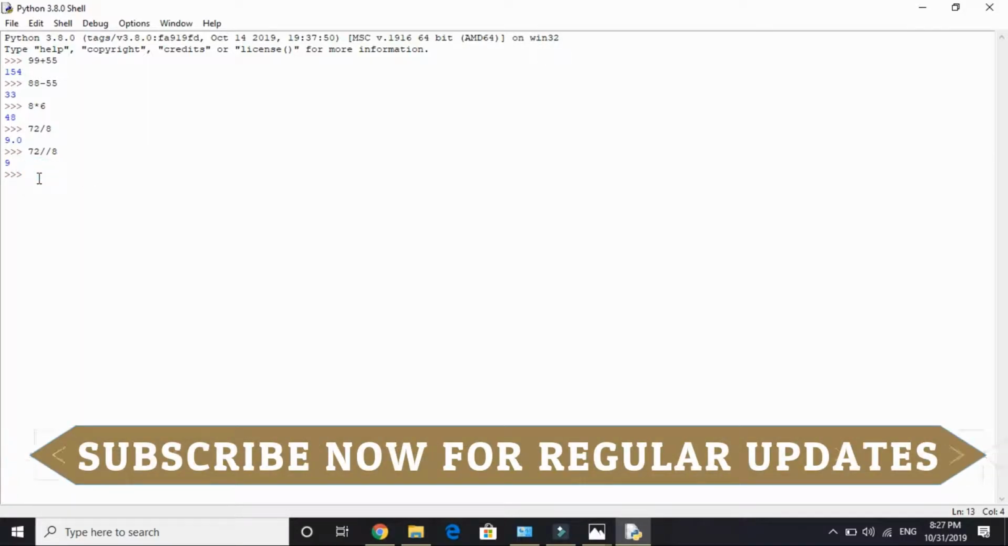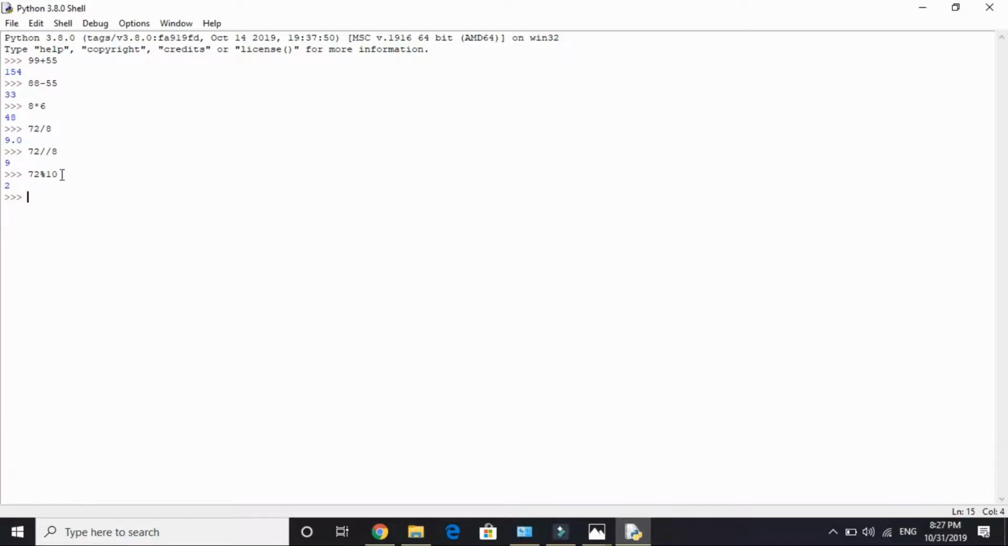Now let's talk about modulus. 72 modulus 10. The answer is 2, as 7 times 10 is 70, so the remainder will be 2. Now let's come to exponent. 2 raised to the power 3 is 8. This can also be performed as 2 multiplied by 2 multiplied by 2, which is also 8.